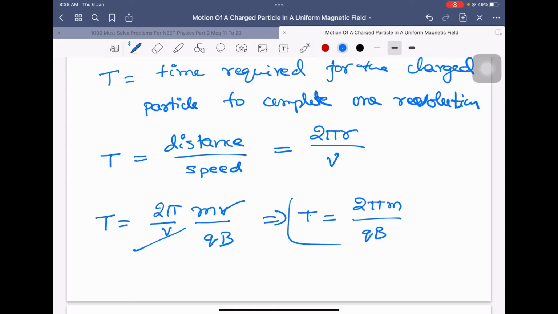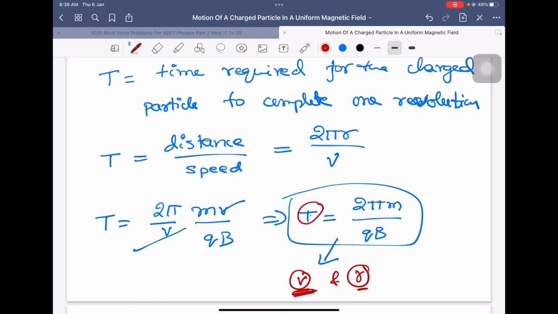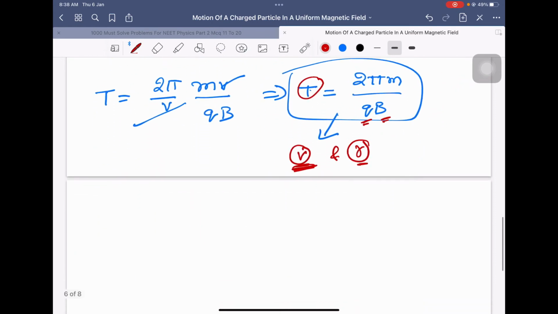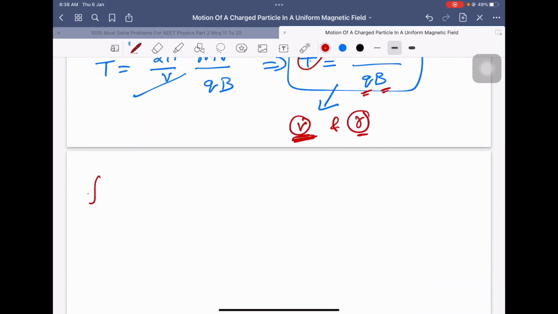So what we have to observe is time period of revolution is independent of velocity and radius of the charged particle. So whatever may be the velocity of the charged particle, if the velocity is more, radius will be more, keeping the time period constant. So for a given charged particle, for a given magnetic field, time period of revolution is a fixed quantity.